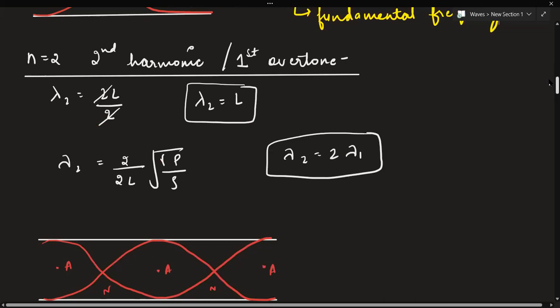Then we have n equals to 2. This is for the second harmonic. Second harmonic will give the first overtone, yes or no? Yes. So lambda 2 will be what? This is just similar to the previous one. The change that has occurred is on this side, that gamma p by rho has been added. So the frequency will be twice the fundamental frequency.